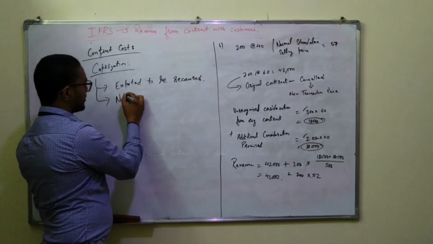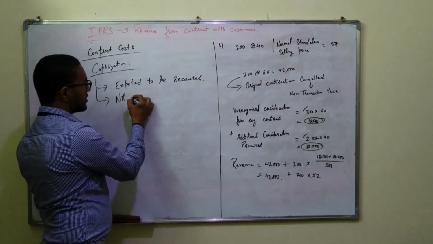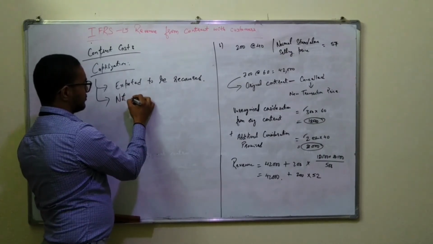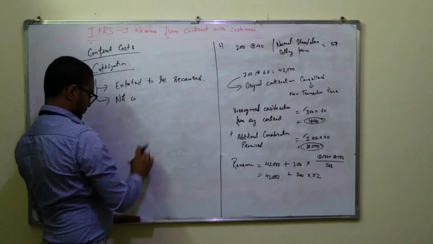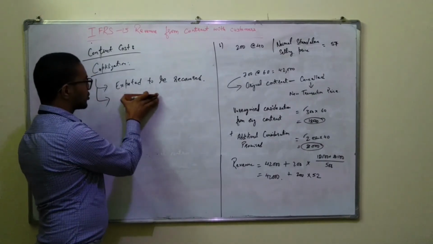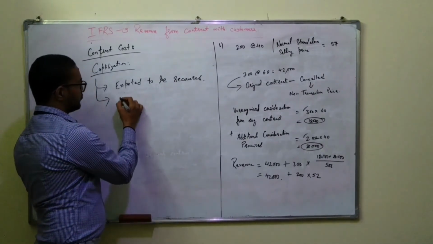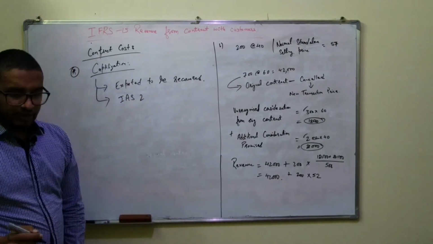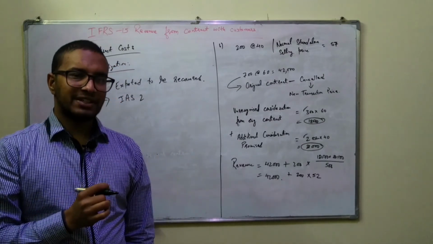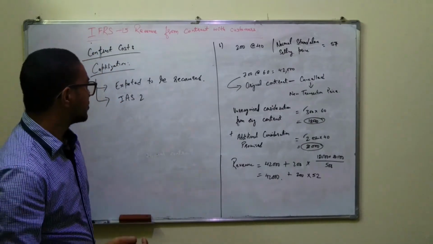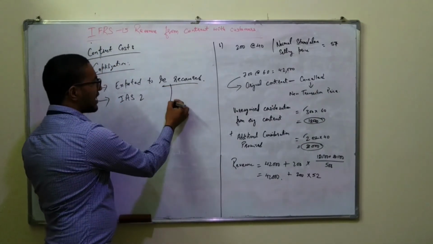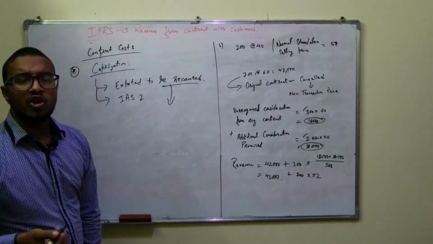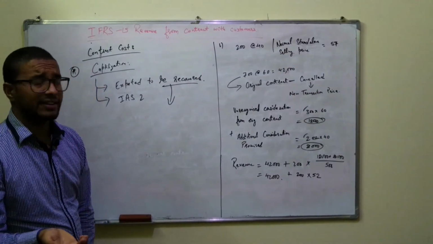And those that don't fall under the scope of IAS 2. Okay, so what are expenses that are expected to be recovered? Those are expenses which are specific to a contract, such as winning the contract.